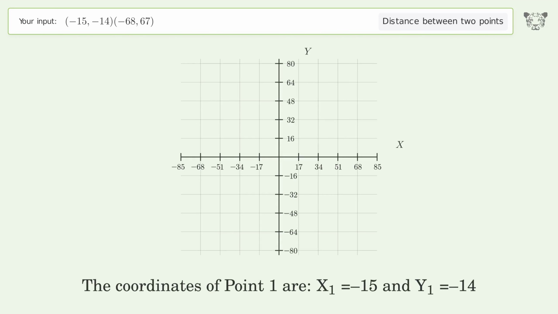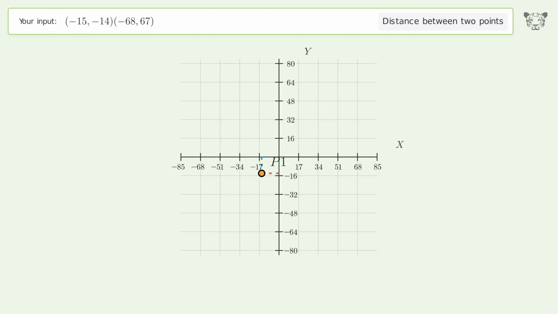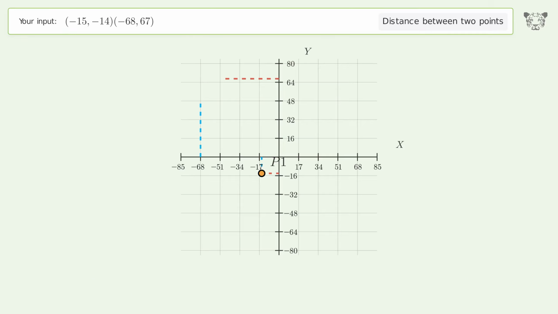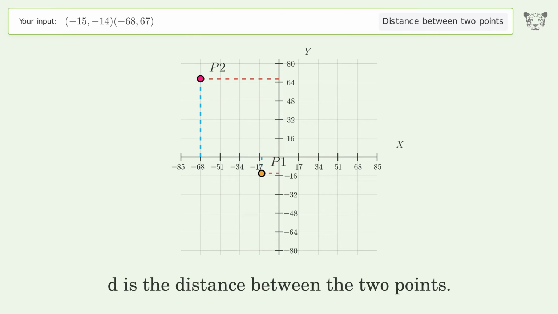The coordinates of point 1 are x1 equals -15 and y1 equals -14. The coordinates of point 2 are x2 equals -68 and y2 equals 67. D is the distance between the 2 points.